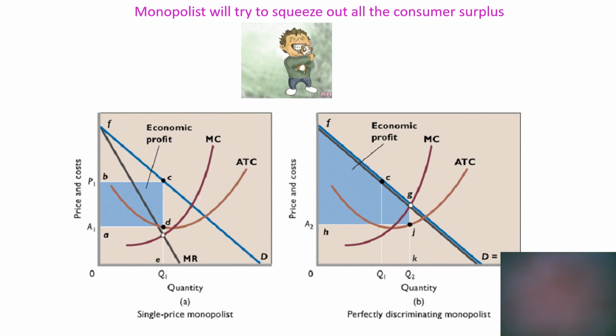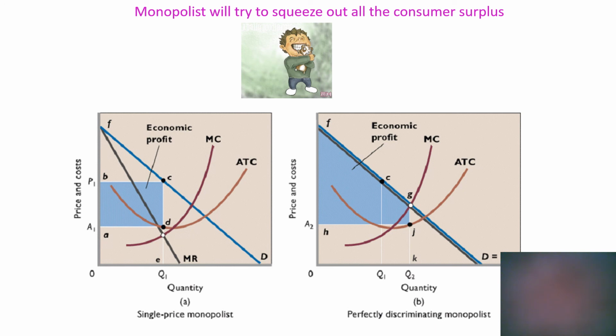It's also interesting to note that a monopoly will also try to price discriminate, meaning that they will try to move up the demand curve and hence try to squeeze out all the consumer surplus totally. So if we were to look at the single price that a monopolist would charge for their product, that would be at point C.